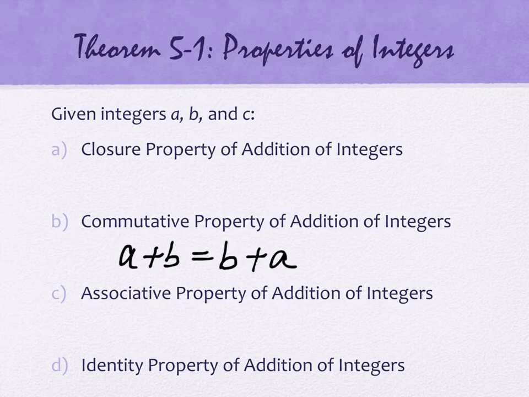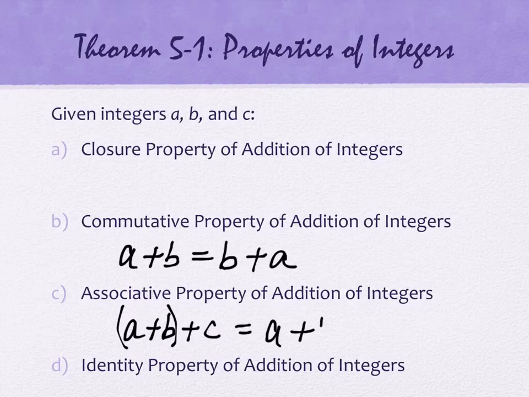Tell me another one that you feel good about. Someone over here. Abby? Associative? Okay, what do you have for associative? A plus B plus C, and then A and B are in parentheses. Okay, like this? Yeah. Okay. Equals A plus B plus C, and B and C are in parentheses.